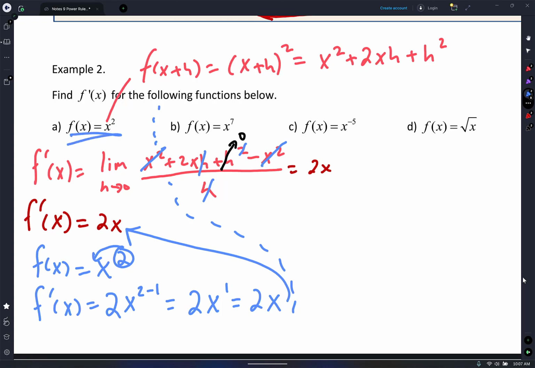Yeah, I want to find the derivative of that. The one in sky blue is my shortcut. I brought the power down, and I subtracted 1 from the power.